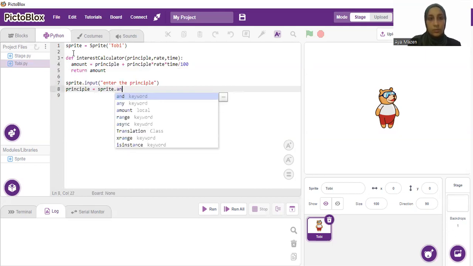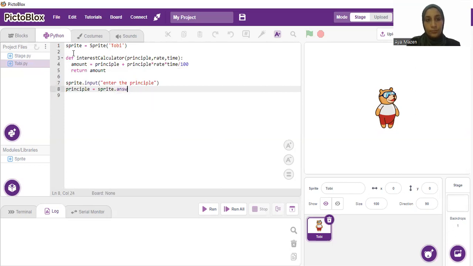Sprite.answer. Answer will have the input that the user will enter. Sprite.answer, but make sure that you put here float, so you will cast your input to be a float. As of course we have numbers with decimal points, or the money of course usually has a decimal point, so we need to make sure that the number is float. So put the word float to cast your input to float.